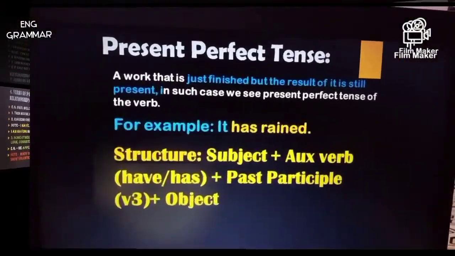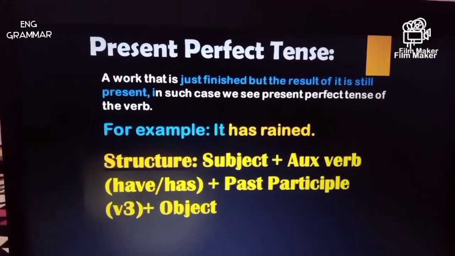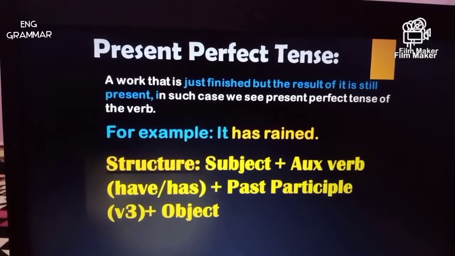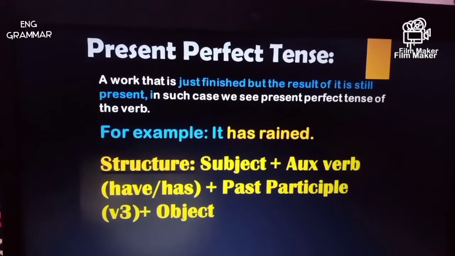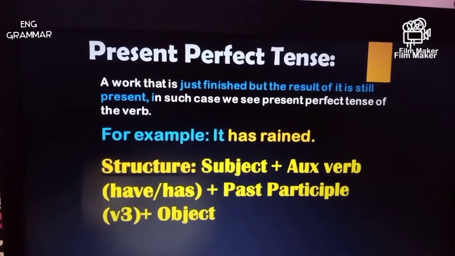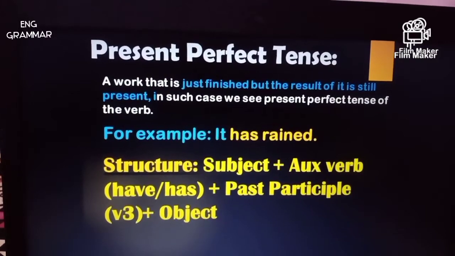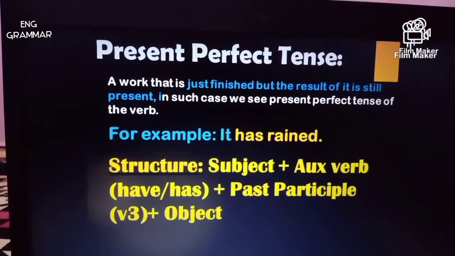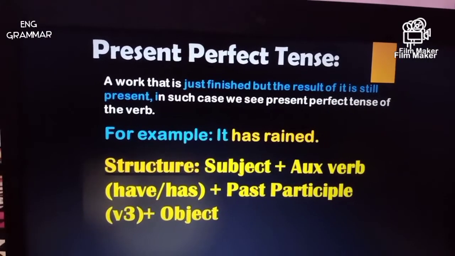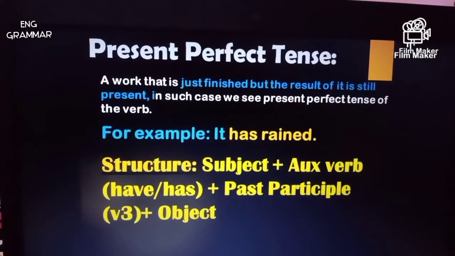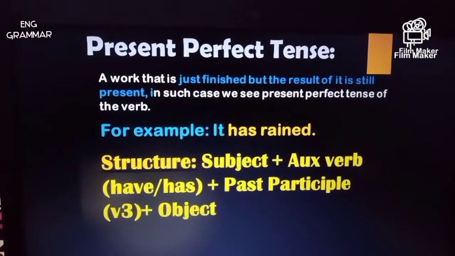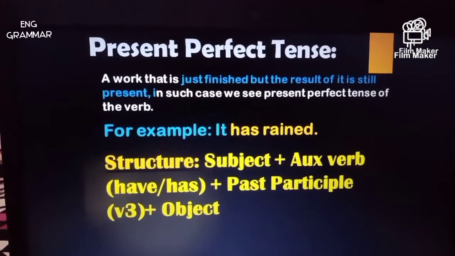The present tenses. Here we shall begin with the present perfect tense, its usages and structure. First of all, take a look at the meaning. Meaning says a work that is just finished but the result of it is still present. In this case, we use the present perfect tense. The action may have started sometime in the past and been completed in the present, but the result of it can be experienced at the present moment. Look at the example.